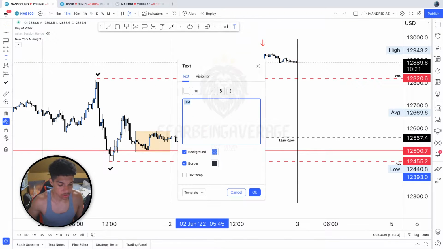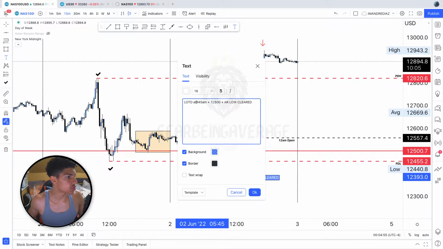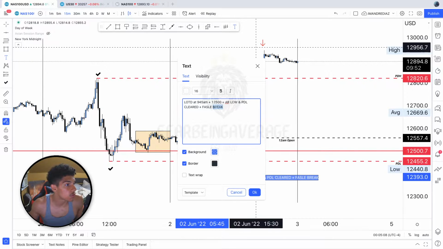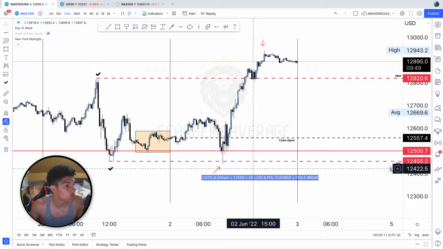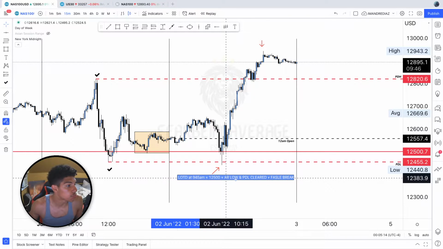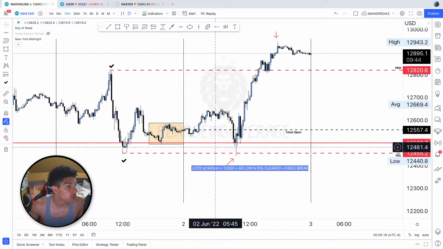So let's start to annotate this. We have the low of the day at 9:45 a.m. Plus we have the 12,500 rejection along with the Asian range low getting cleared, like that. Asian range low and previous day low cleared plus false break. That's what we got. At what time? 9:45 in the morning. And what else? We were also below the 12 a.m. open, leaving us in a pretty discounted area in which we would have been looking to buy.